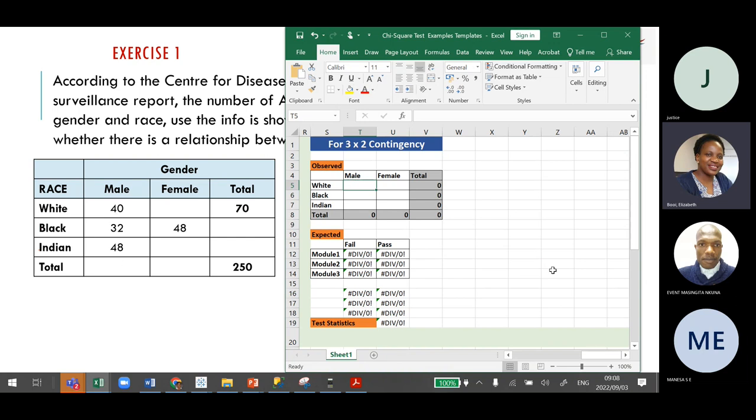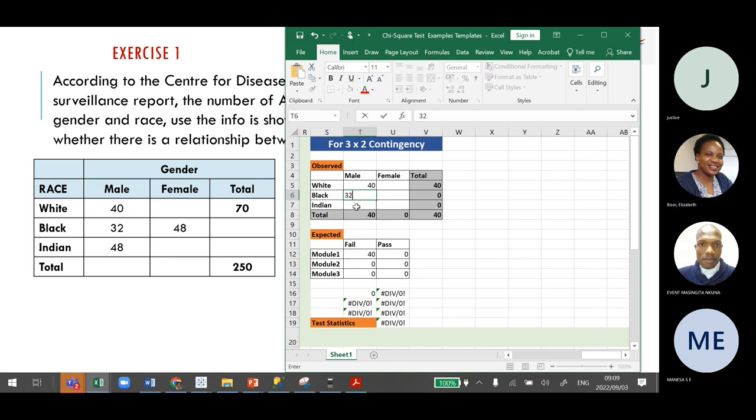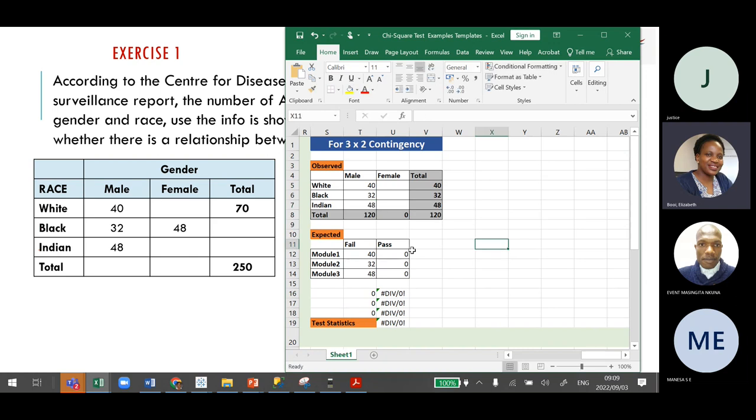So I'm going to say this is 40. This is 32. And this is 48. Now you will realize something, because we already have a value here on the table that they gave us, which is 70.